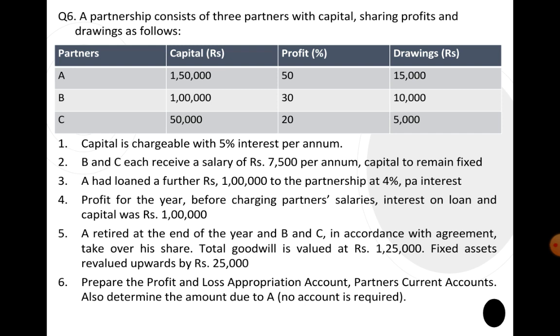And then you have point number 4. Profit for the year before charging partners' salaries, interest on loan, and capital was rupees 1 lakh. So profit for the year, obviously, it should go to your profit and loss appropriation account.